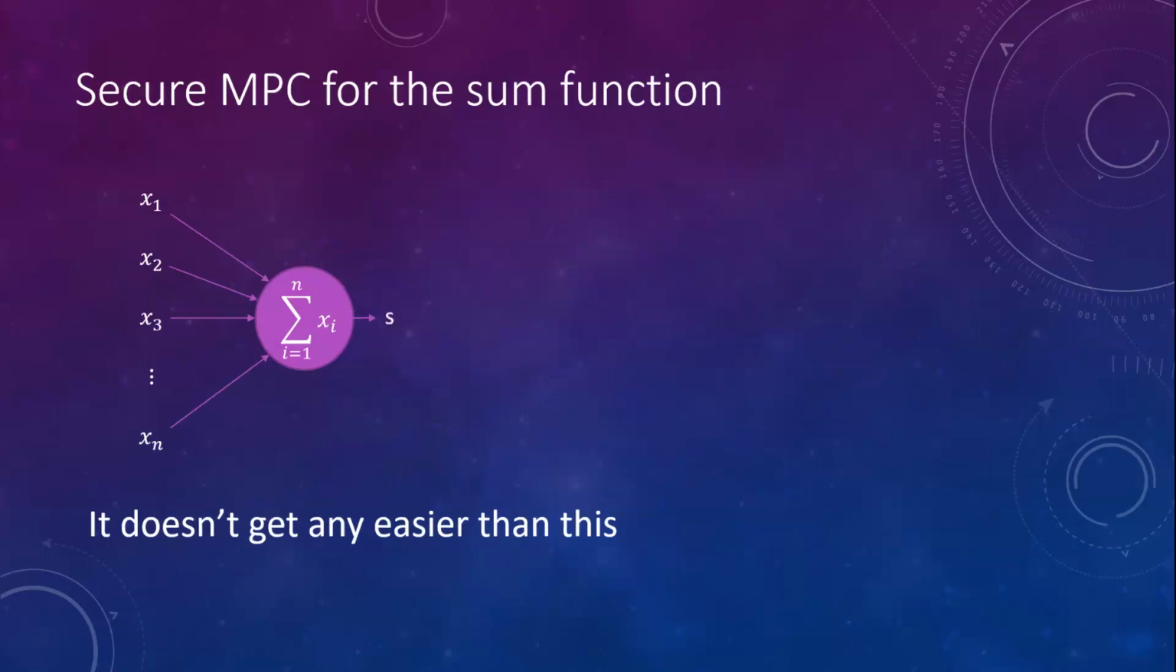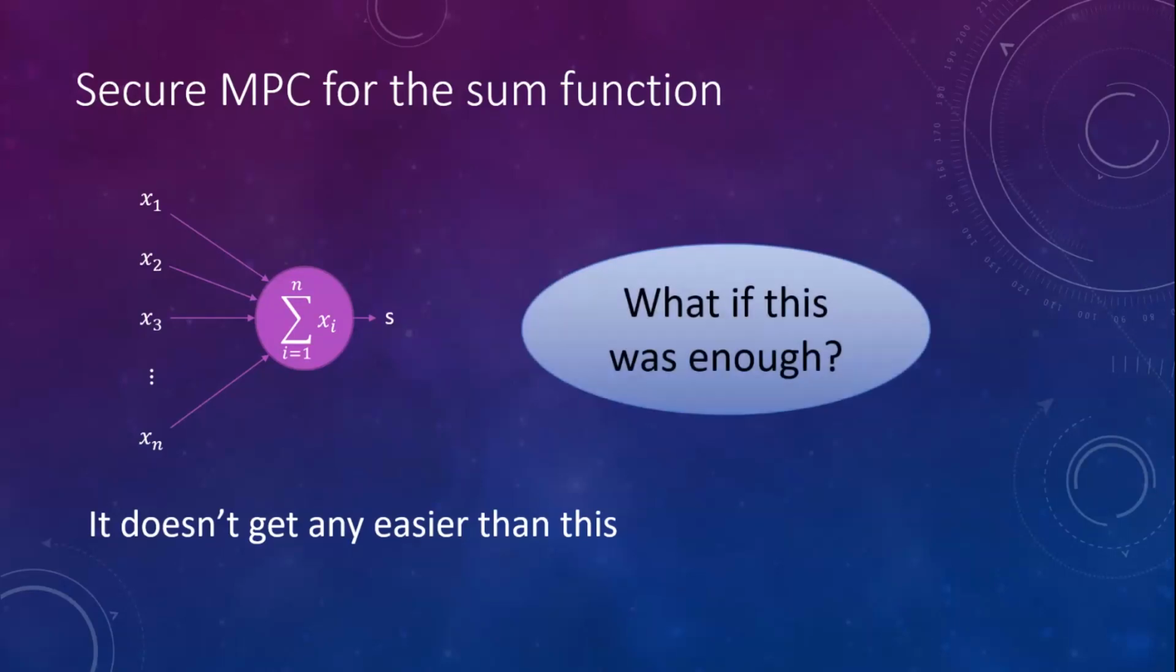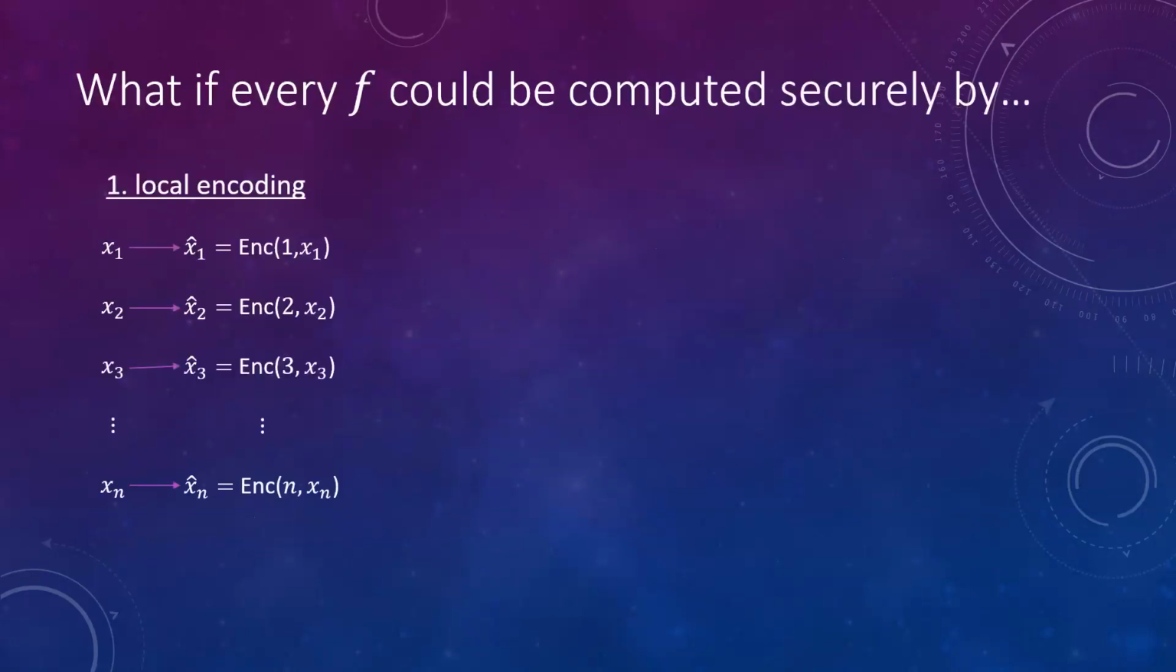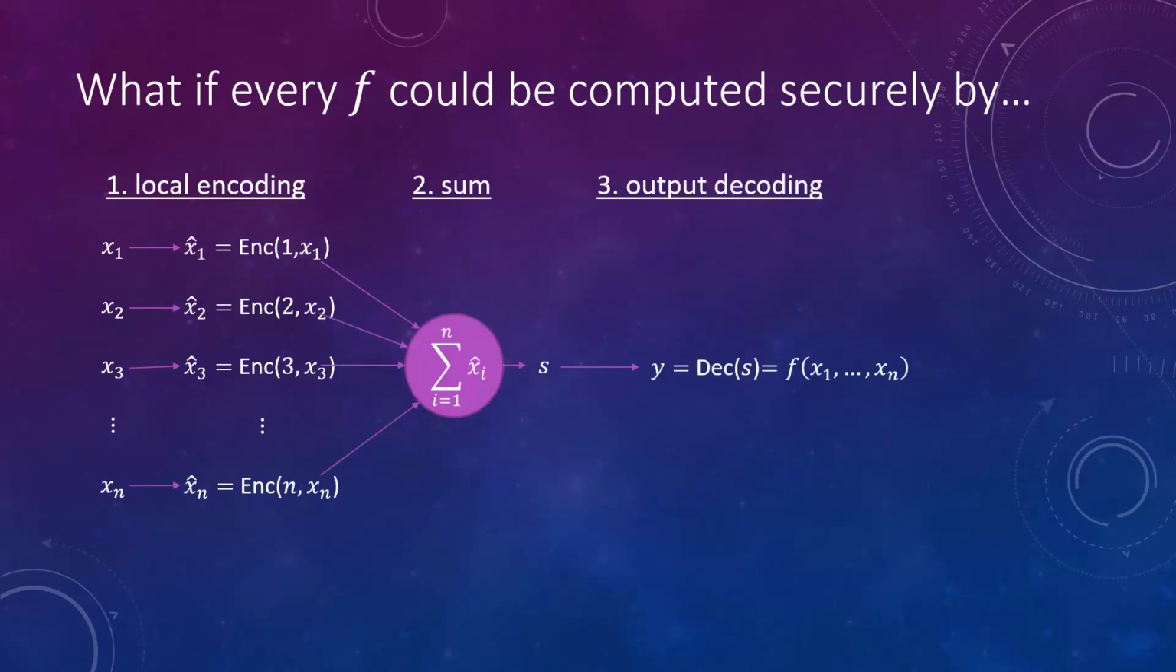So, as I said, we're starting by just thinking of computing the sum, which is the easiest secure multi-party computation that you can have. And perhaps you can think of this work as this thought of: what if this was enough? What if all you needed to do with MPC just required that? More specifically, could it be the case that any multi-party function f that you want to compute could be computed by first having the parties locally encode their input in some way, then computing the sum, and then decoding the sum into the value of the function that you want? Wouldn't that be nice?